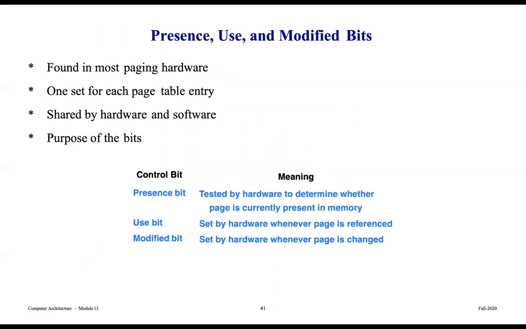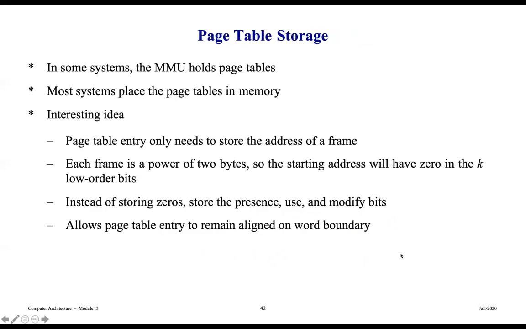So what about the present, use, and modified bits? They're found in most paging hardware, one set for each page table entry, and they're shared by hardware and software. Here we show what the purpose of the bits are. We have the present bit, the use bit, and the modified bit. The present bit is tested by hardware to determine whether a page is currently present in memory. The use bit is set by the hardware whenever the page is referenced, and the modified bit is set by the hardware when the page is changed. So just some other practical things that are helpful.